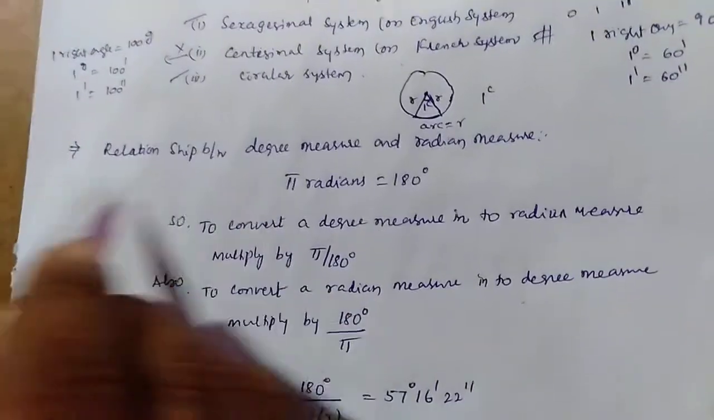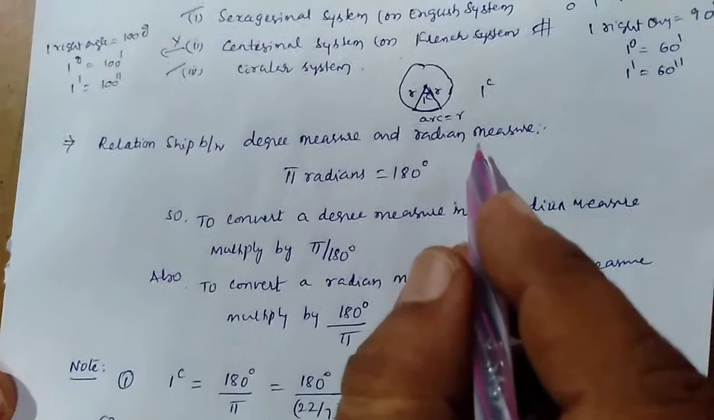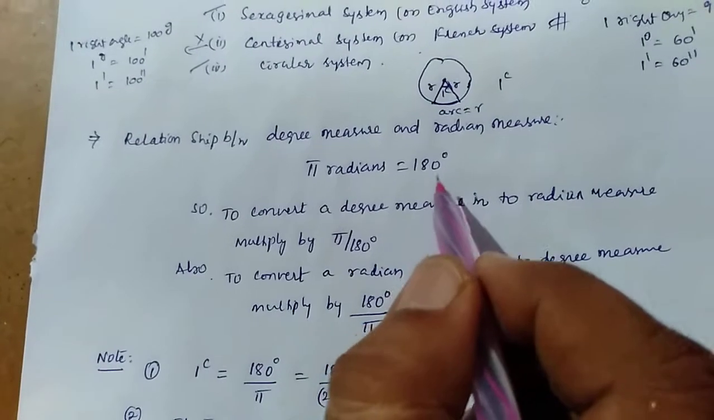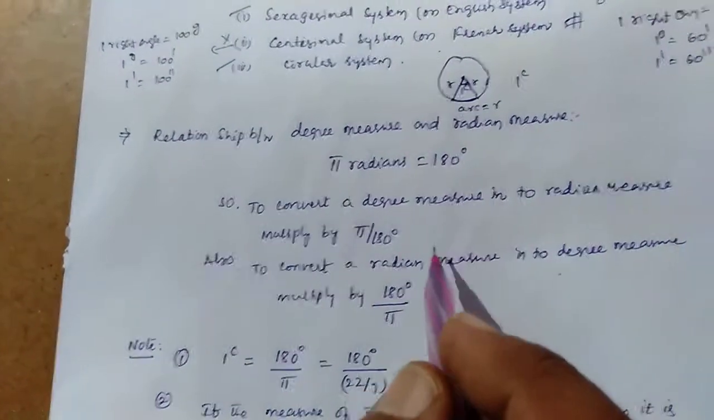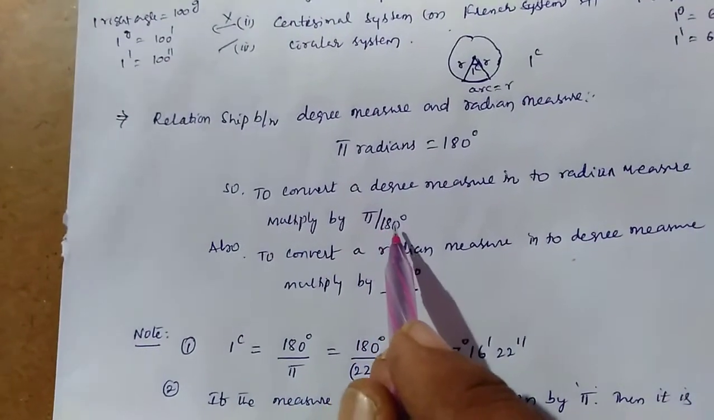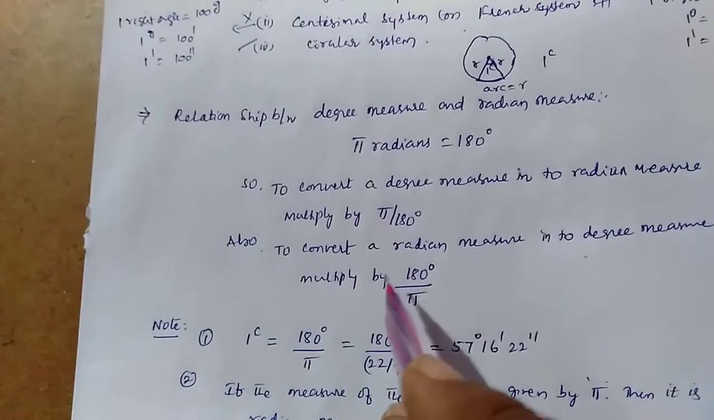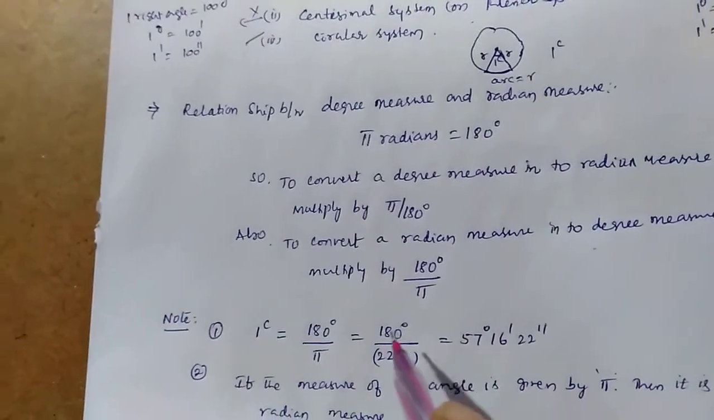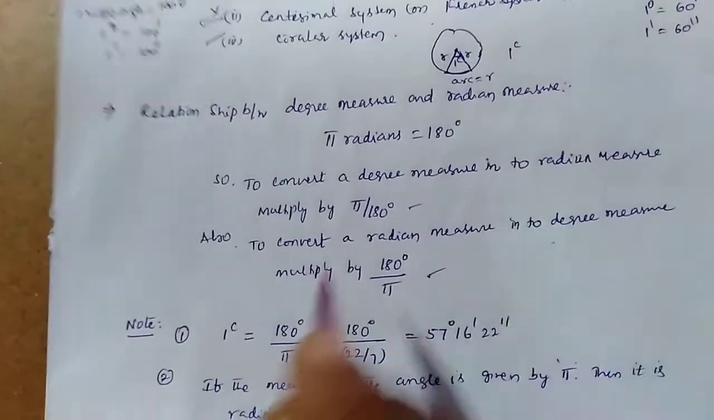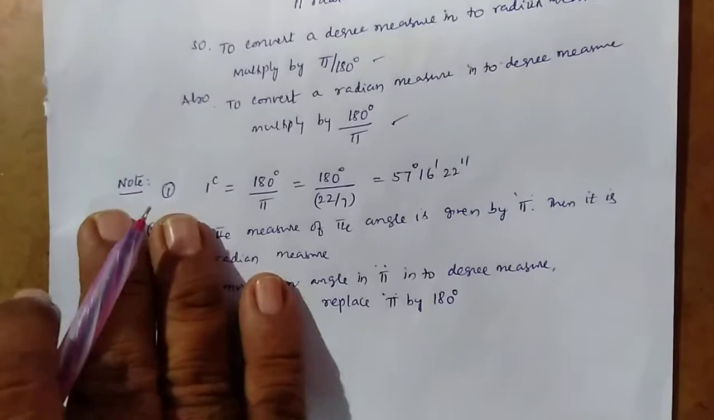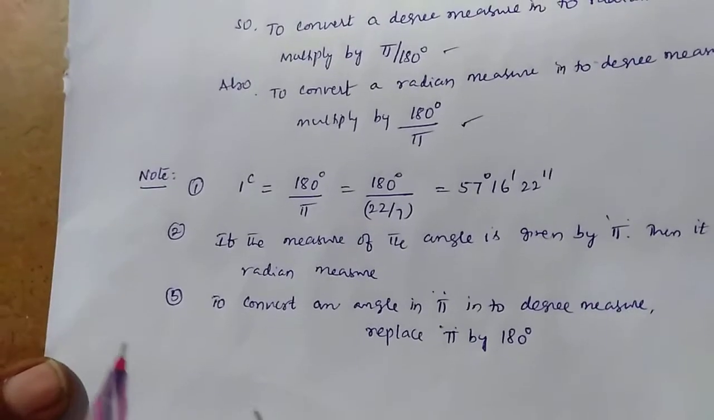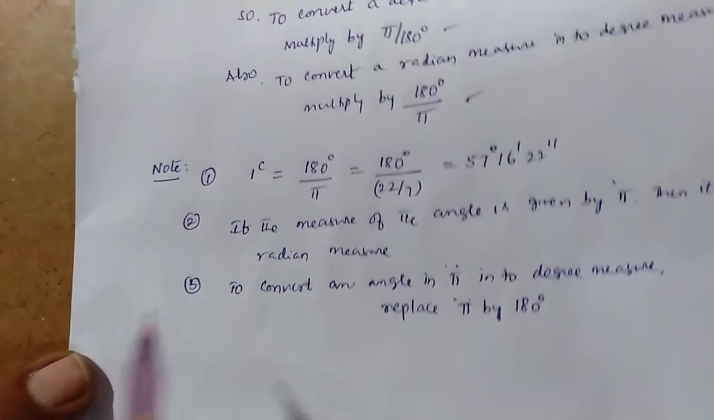The next point is the relationship between degree measure and radian measure. Pi radians is equal to 180 degrees. If you want to convert a degree measure into radian measure, we should multiply by pi by 180. Similarly, to convert a radian measure into degree measure, we have to multiply by 180 by pi. These two points are very important, because everywhere we may use conversions from degree measure to radian measure, and sometimes radian measure to degree measure.